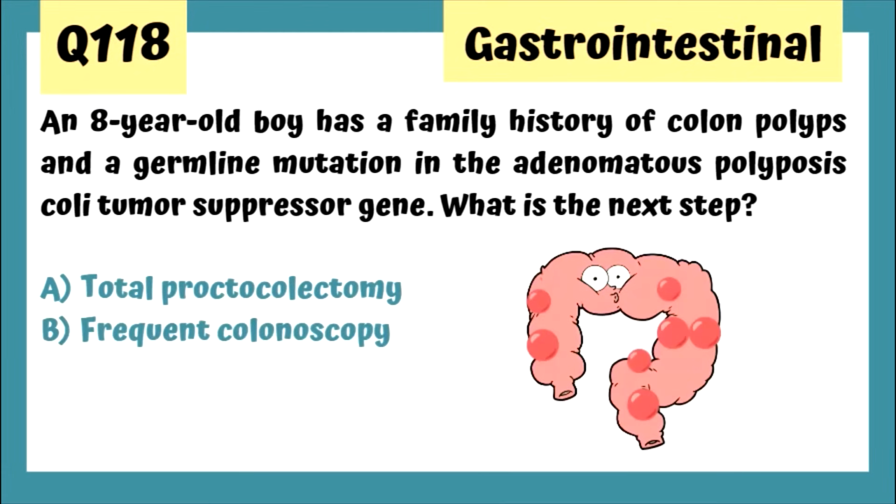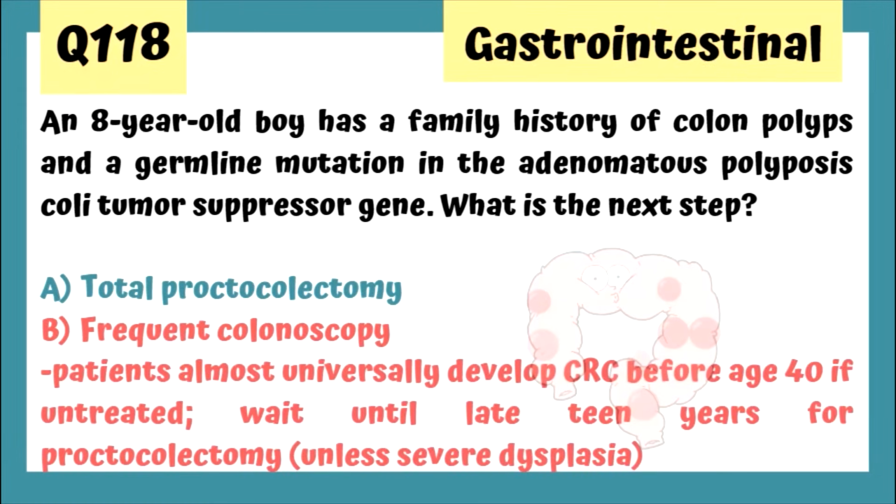Question 118. An 8-year-old boy has a family history of colon polyps and a germline mutation to the adenomatous polyposis coli tumor suppressor gene. What's the next step? So we don't do a proctocolectomy. We wait until he's older. Right now, we just do frequent colonoscopies, right? We wait till he's in the late teen years, unless there's severe dysplasia.